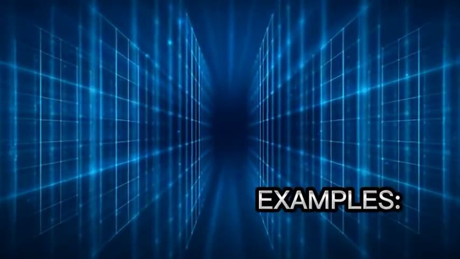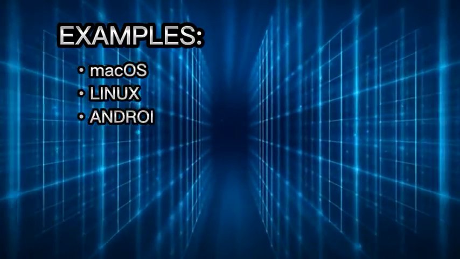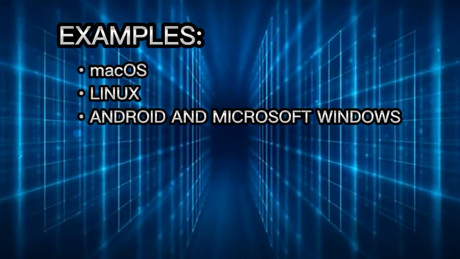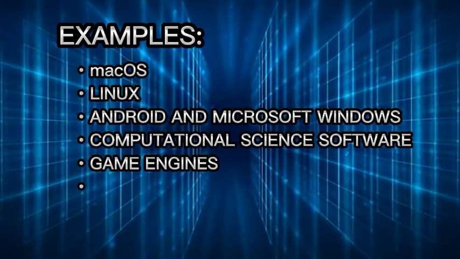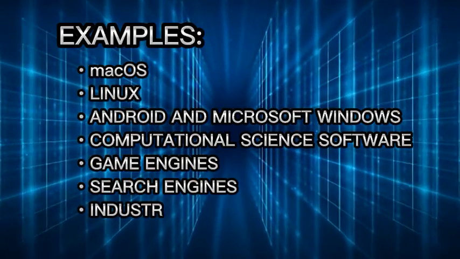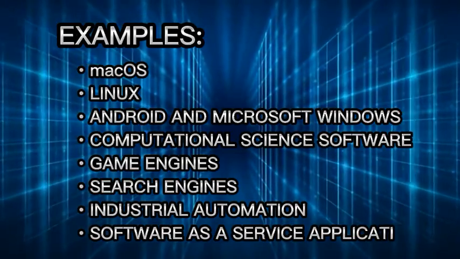Examples of system software include operating systems like Mac OS, Linux, Android, and Microsoft Windows, computational science software, game engines, search engines, industrial automation, and software as a service applications.